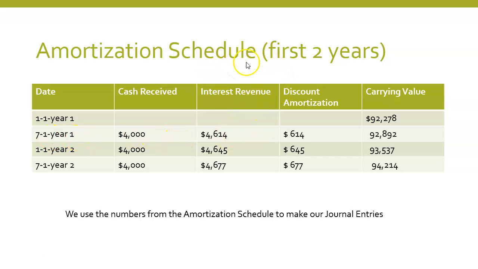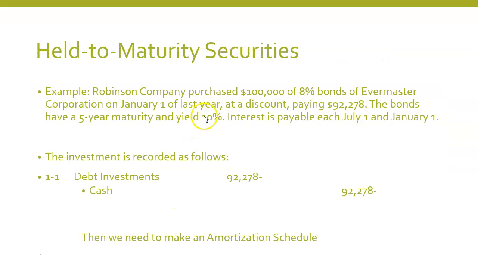Now, we have to calculate interest revenue. That's done not by the principal, but by the previous carrying value times the market rate of interest. So we're going to take 92,278 times the market interest, which was the yield, 10%. Okay, and also it's every 6 months.